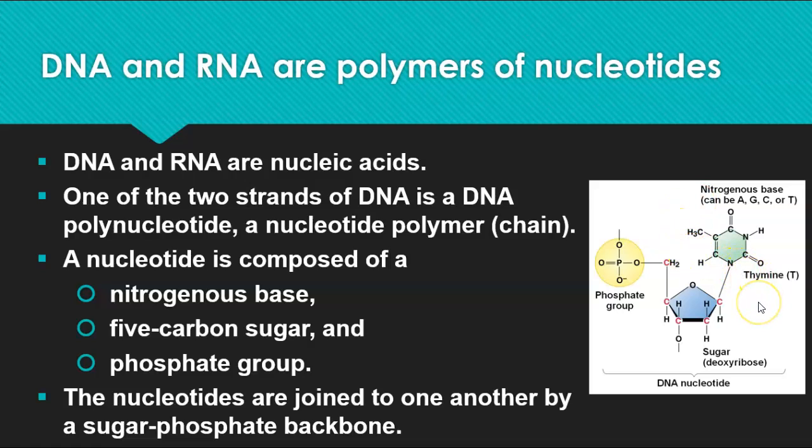This is our nitrogen base. There are 4 different nitrogen bases that we'll talk about one at a time. This happens to be the T, thymine, but it can be adenine, guanine, or cytosine as well as thymine. The nucleotides are joined together by this sugar phosphate backbone. This phosphate will attach to this part of the next sugar in the chain, and it just repeats as you move up from the bottom to the top. We'll talk about how that works in just a minute.